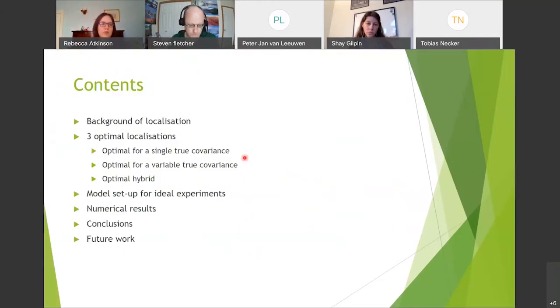I'll give a quick overview of the talk. I'll give a very brief background on localization. I'm going to present 3 types of optimal localization, a model setup in which I perform ideal experiments comparing optimal localizations in a traditional form. I'll give some numerical results and conclusions, and finally, future work I intend to do.